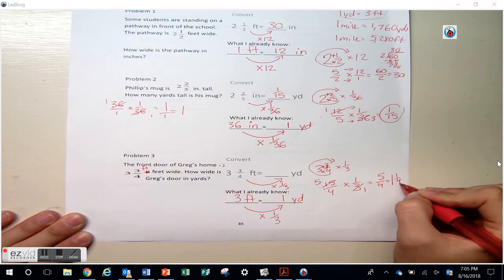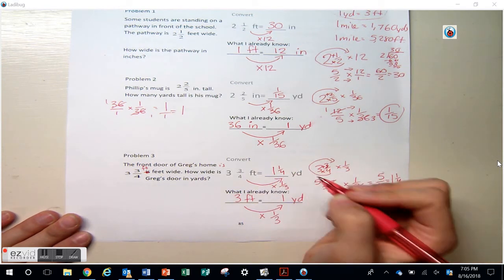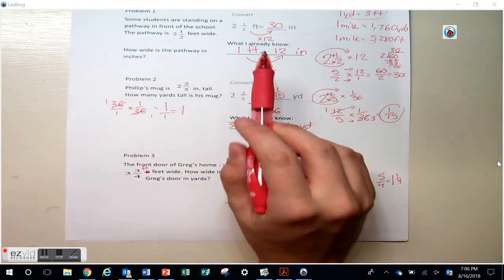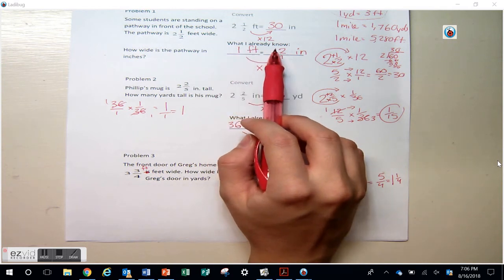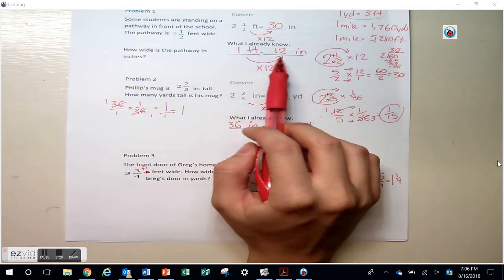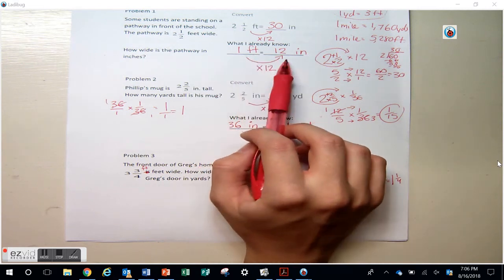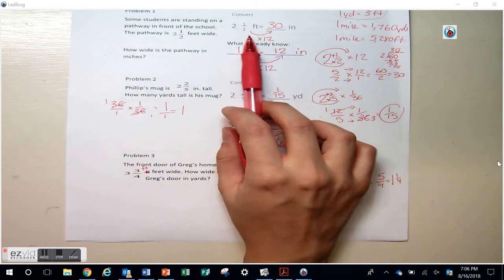1 1/4 yards. Now, doesn't that make sense? 1 yard is 3 feet, so just a little above a yard is a little above 3 feet. That makes some mathematical sense to me. So remember, in these problems, you write down what you already know, the simple fact that you already know. Figure out what you have to multiply to get from one to the other. Use that in the problem you're trying to figure out.